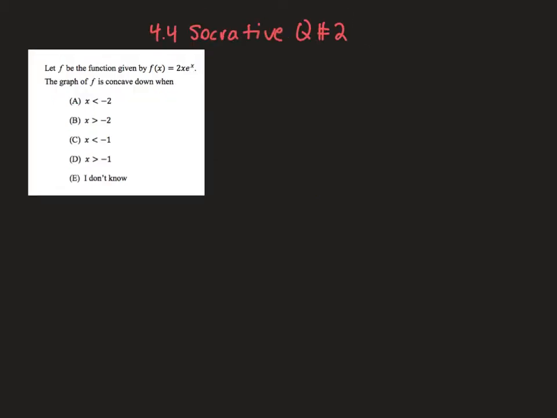In question number 2 on the Socrative, the question is we want to know where f is concave down, and we're given a function for f, and it's got an exponential in it. The knowledge that I need is that f is concave down when its second derivative is negative. Similar to question number 1, I'm going to have to do a sign chart for f double prime, and to get the numbers on my sign chart, I do my second derivative and set it equal to 0.